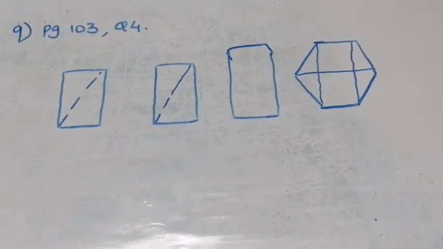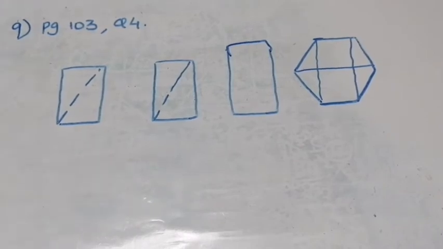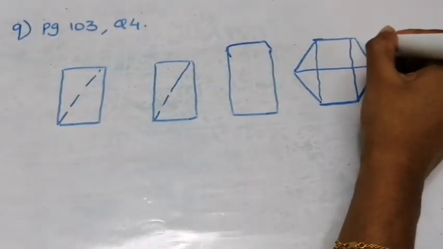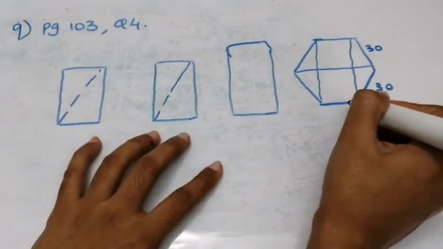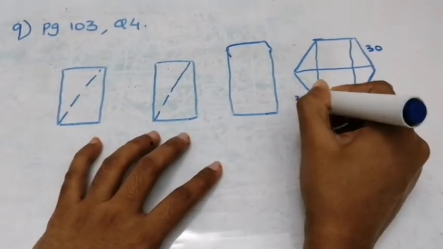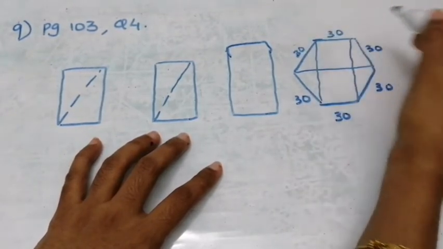If the side of the hexagon is to be 30 centimeter, then what would be the length and breadth of the rectangles? That is, if the side of this hexagon is 30 centimeter, then what must be the length and breadth of these rectangles? Okay, so I'm marking here. As it is a regular hexagon, all the sides are 30.